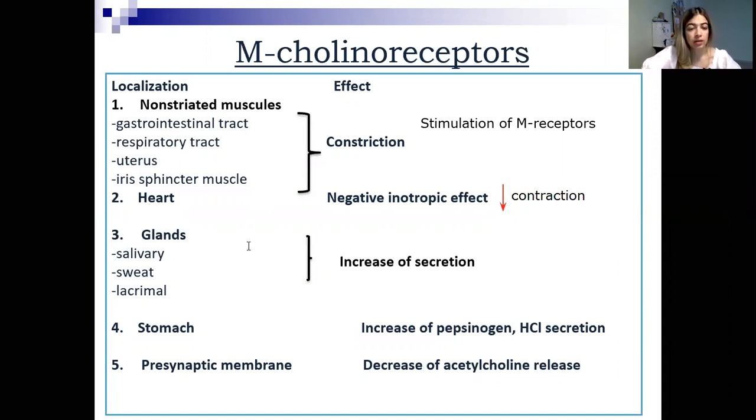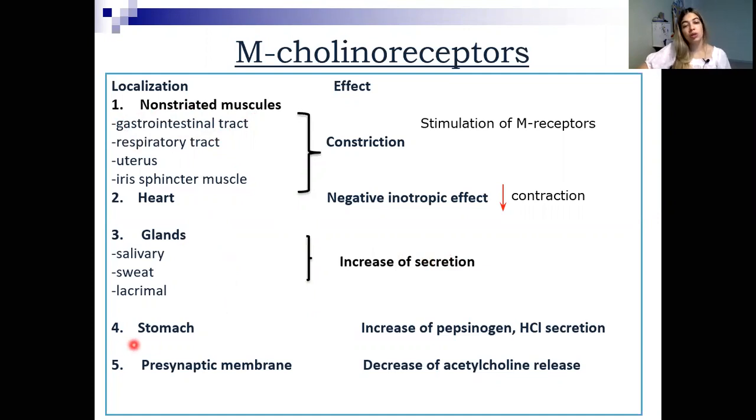Okay. Next, in our glands, salivary glands, sweat glands, lacrimal glands, if we stimulate M cholinereceptors, we have increase of secretion of these glands. Of course, the glands of GIT, the glands of respiratory tract, they also have the same effect. They also will increase the secretion if we stimulate them. Not only the smooth muscles, but the glands in those organs can also be stimulated by M cholinereceptors.